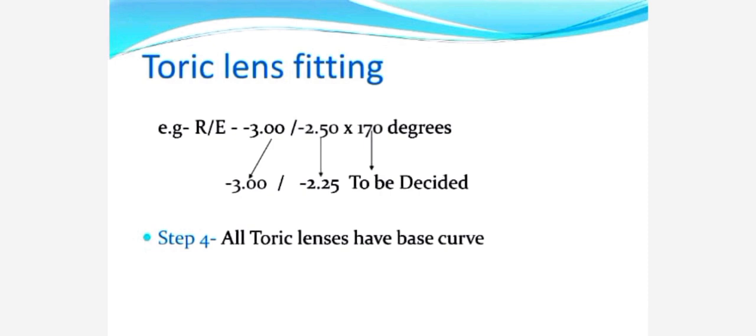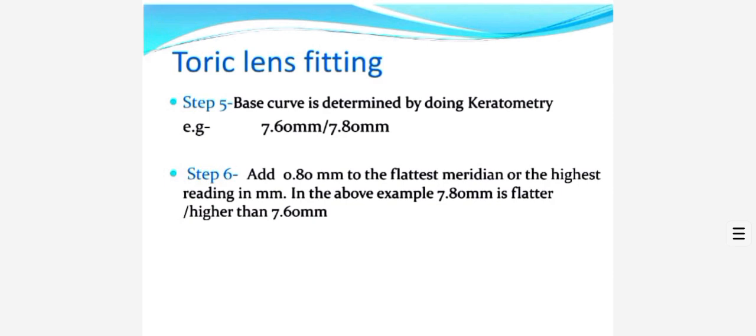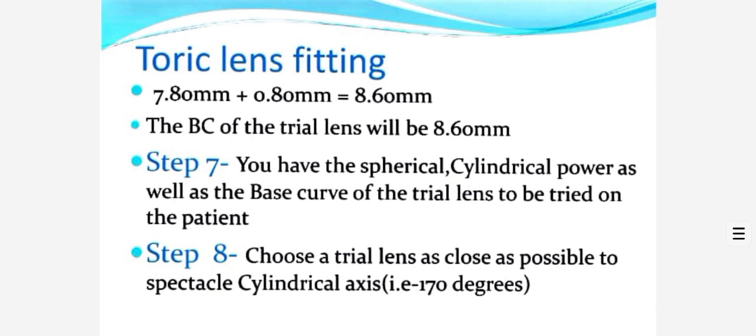All toric lenses have a base curve. In toric lens fitting, the base curve is determined by doing keratometry. Example: 7.60 mm to 7.80 mm. Add 0.80 mm to the flatter median or the highest reading in mm. In the above example, 7.80 mm is flatter and higher than 7.6. Toric lens fitting is 7.80 mm plus 0.80 mm. It gives 8.60 mm. The base curve of the trial lens will be 8.60 mm.